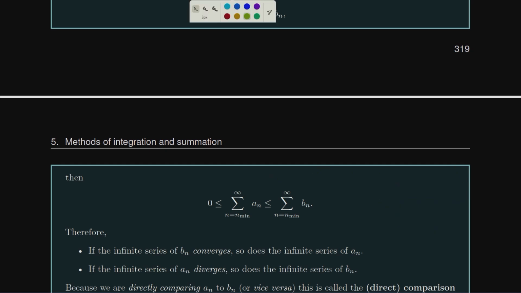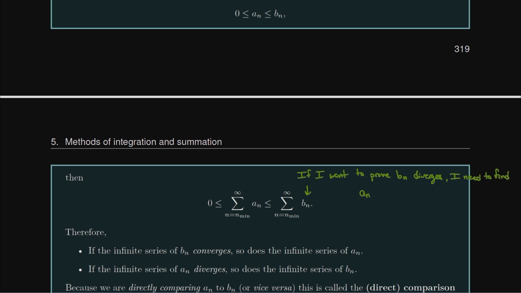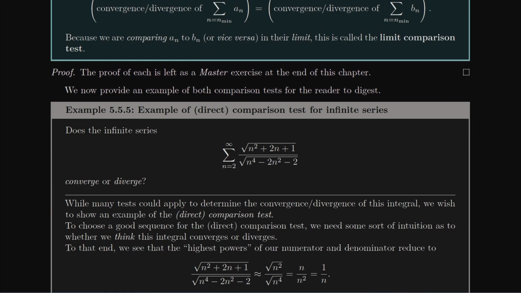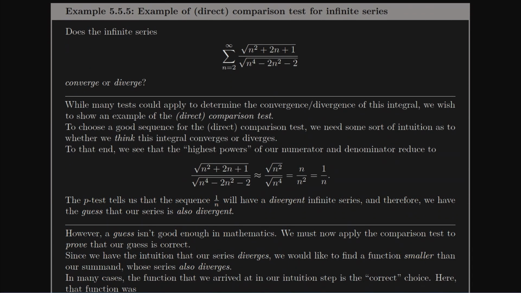If you want to prove B_n diverges, I need to find an A_n which is, first of all, less than B_n, and second of all, also diverges. Because if I can push the value of A_n out to infinity, and I know that this series happens to be larger, it's also going to diverge. Okay, let's look at an example of this direct comparison test for infinite series.